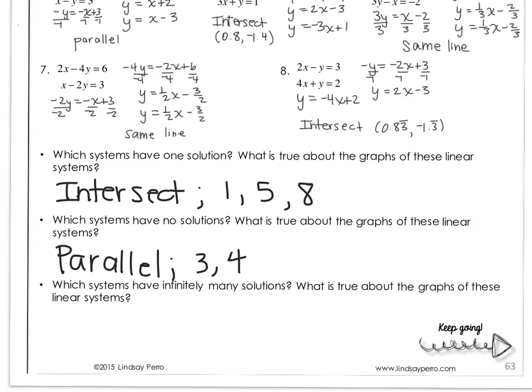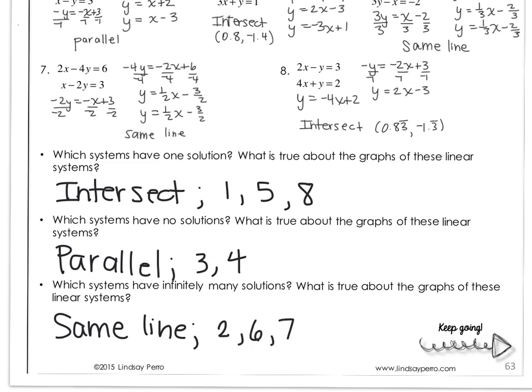And then which systems have infinitely many solutions? What is true about those? Infinitely many solutions means the lines are on top of each other. They share a line, so all points on the line are solutions. So same line or identical lines are going to be infinitely many solutions. So that's 2 and 6 and 7.